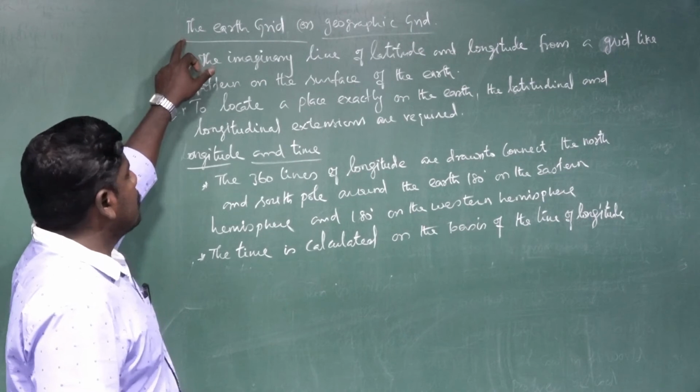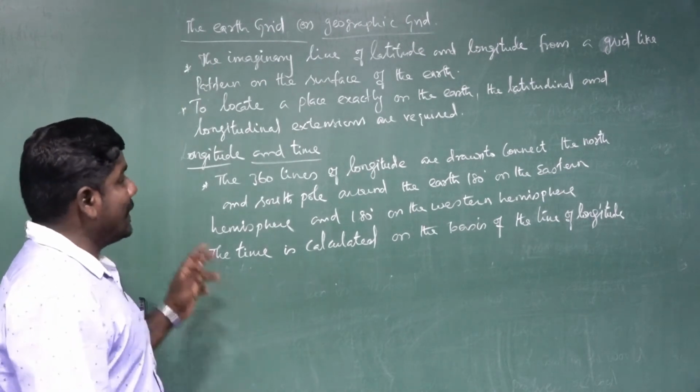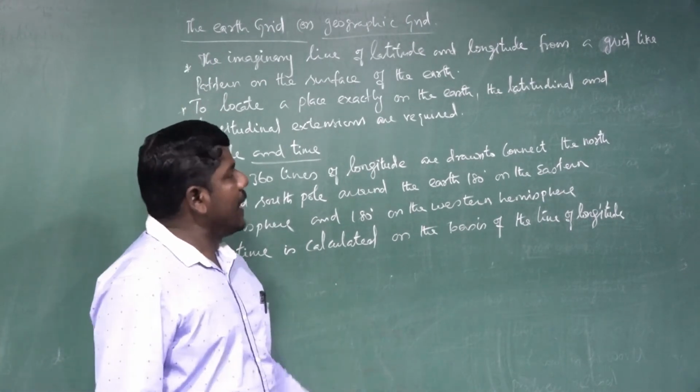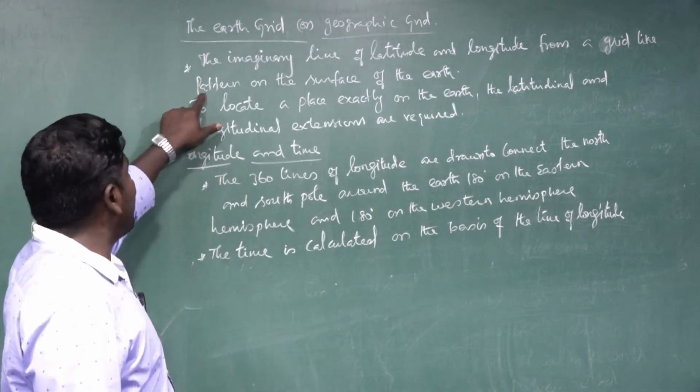The earth grid or geographic grid. The imaginary lines of latitude and longitude form a grid-like pattern.